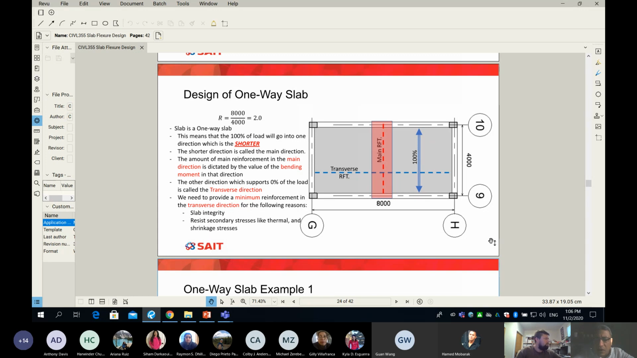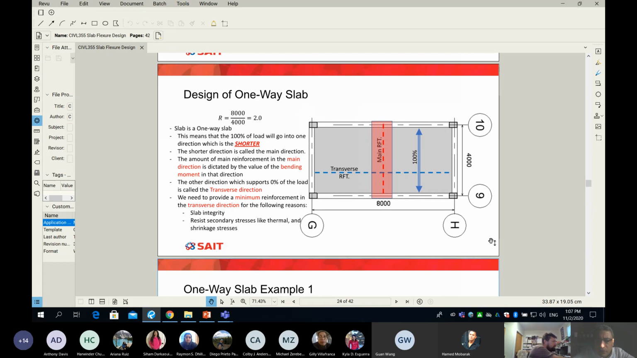Next, shortly, we're going to find what is the load and what is the moment, and we're going to design and find what is the area of steel required. But at this point of time, I want to emphasize that when we find the reinforcement in this direction, it is the red one on my screen. Please take a moment, look at my screen and understand that the reinforcement in red is the reinforcement that takes care of the main direction, which will carry 100% of the load.